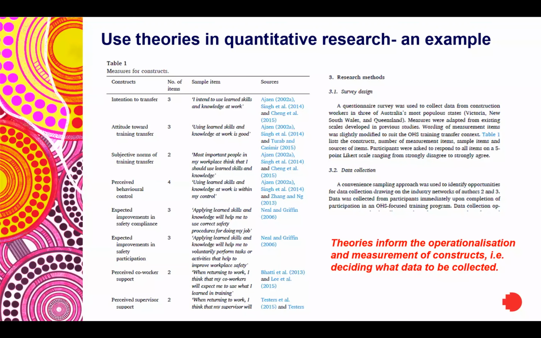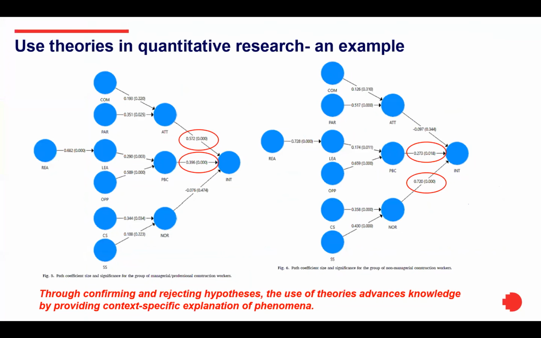Earlier, we mentioned the generative function of theories. According to the generative function, testing a theory in the research helps to generate new knowledge or new insights. For example, in this study, we found that the intention to transfer occupational health and safety training is affected by attitude and perceived behavioral control for managerial or professional construction workers, but not subjective norm.